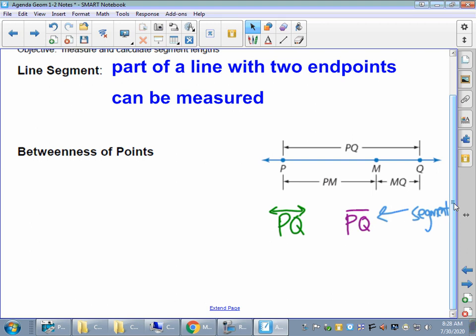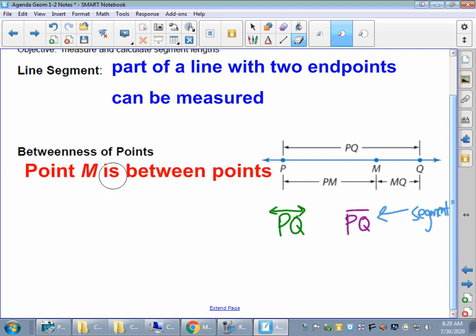Sometimes the measure isn't as easy as, oh, that's 6 centimeters or 8 inches or 2 miles. Sometimes it's a bit more talking about just in terms of other segments. So betweenness of points, the word between should give you a clue here. In this particular case, does everybody notice that point M is between points P and Q, right? They are collinear. That's important.